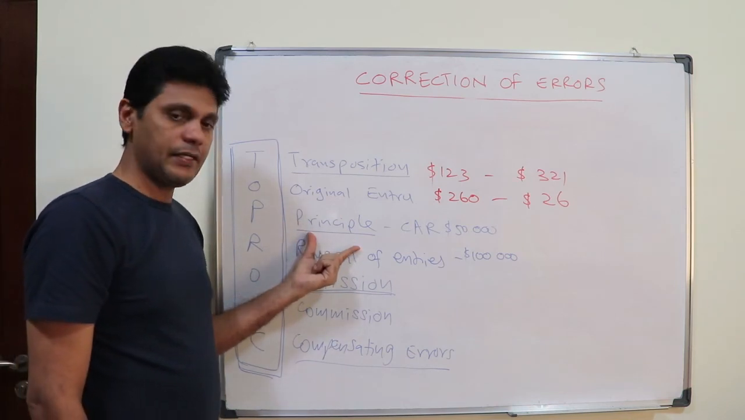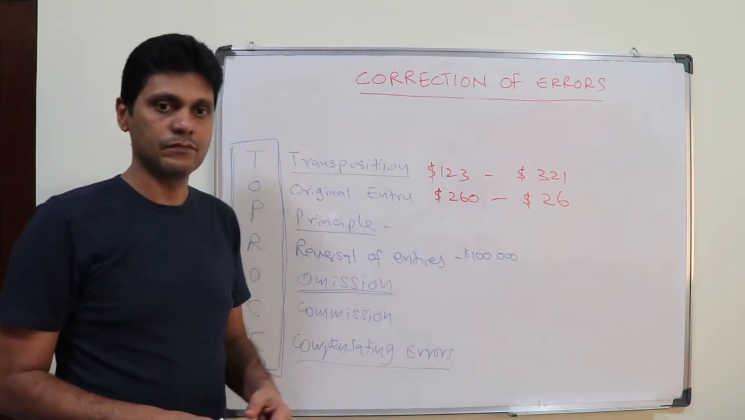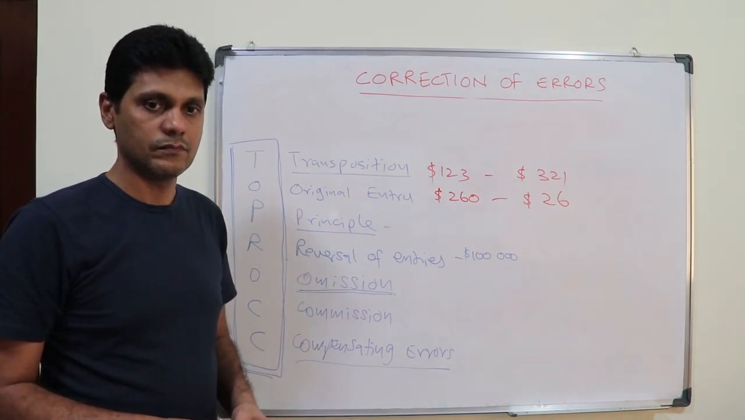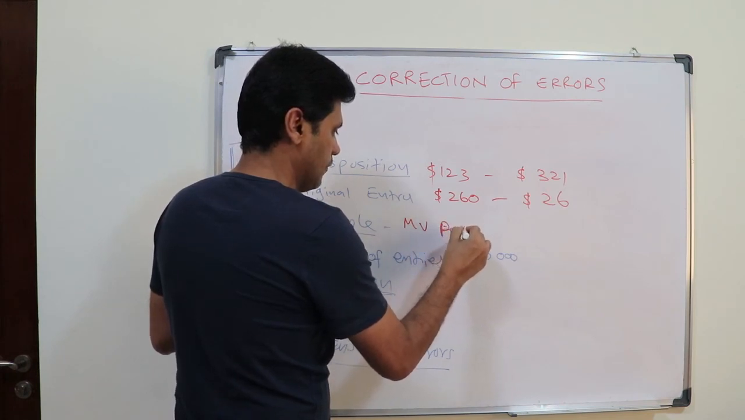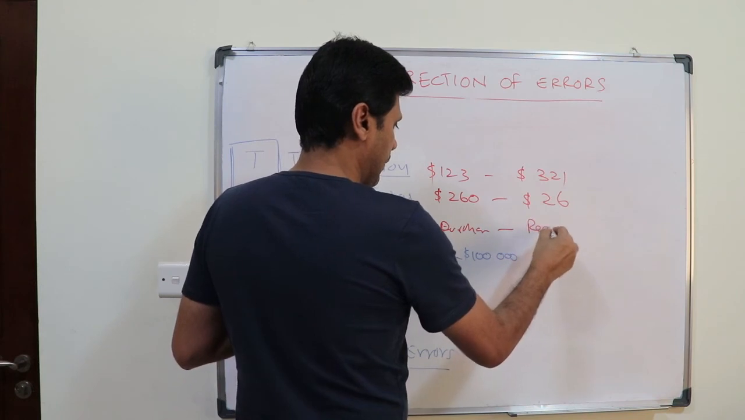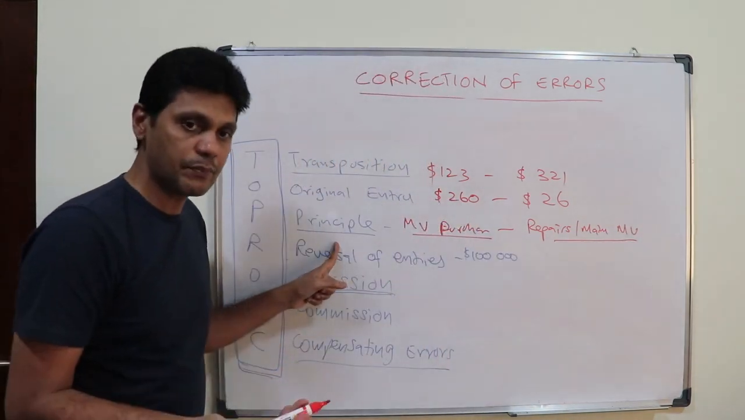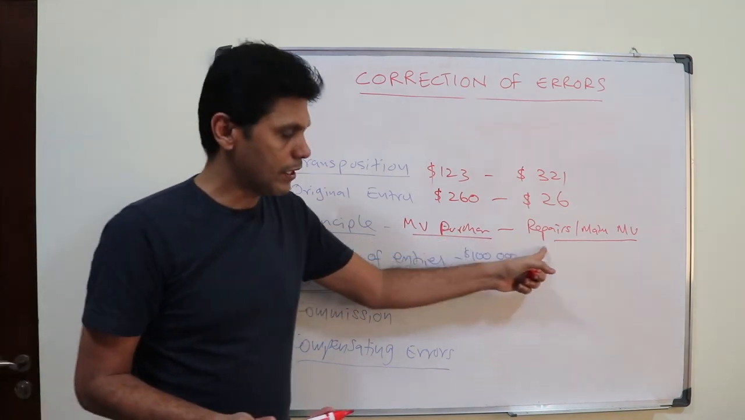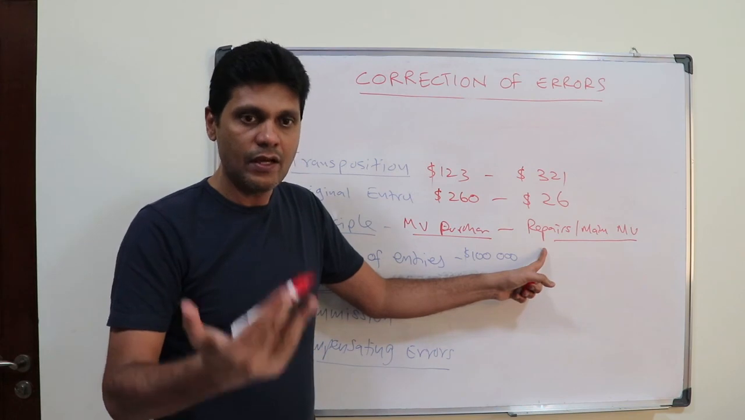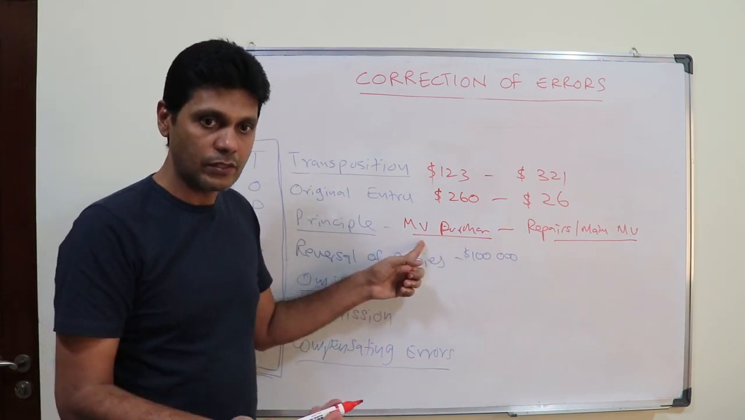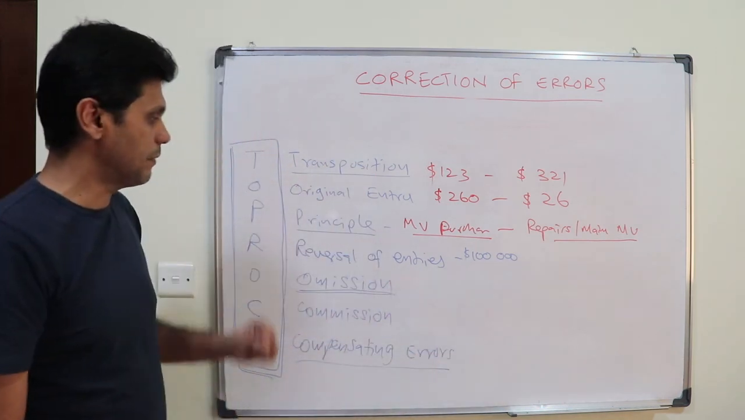So what is a principal error? Errors of principal? Putting it to a wrong account. For example, you purchase a car, but you put the balance in an expense account. So purchase of motor vehicle, you recorded it as repairs and maintenance of motor vehicle. So this is known as a principal error, because you are purchasing an asset, whereas you are recording it as an expense. So as a result of that, what will happen? Your profit will reduce because you are charging the full amount under repairs and maintenance. So therefore, the profit will reduce. This is a principal error.